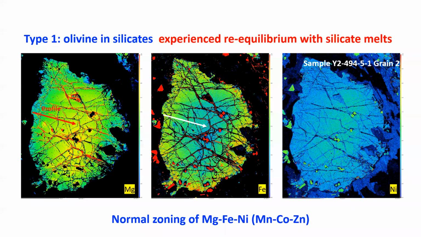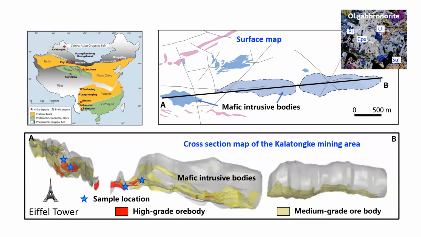This is the first type of olivine. This olivine is included in the silicate minerals, in the late crystallizing phases, so I name it type 1 olivine. In this olivine, we can see some normal zoning of iron, magnesium, and also nickel.